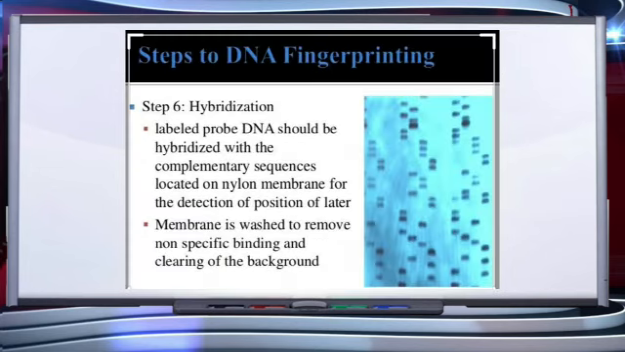Step 6. Hybridization. Labeled probe DNA should be hybridized with the complementary sequences located on the nylon membrane for the detection of position later. The membrane is washed to remove non-specific binding and clear the background.